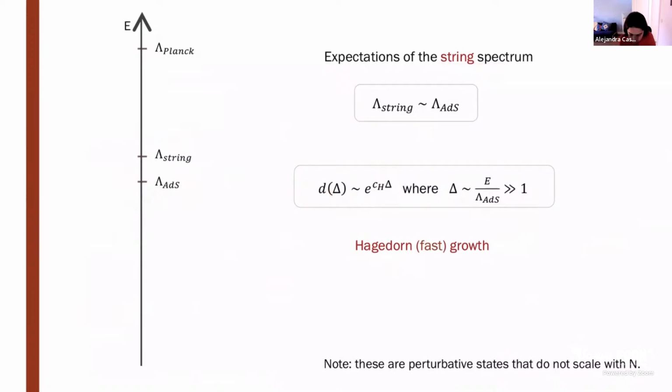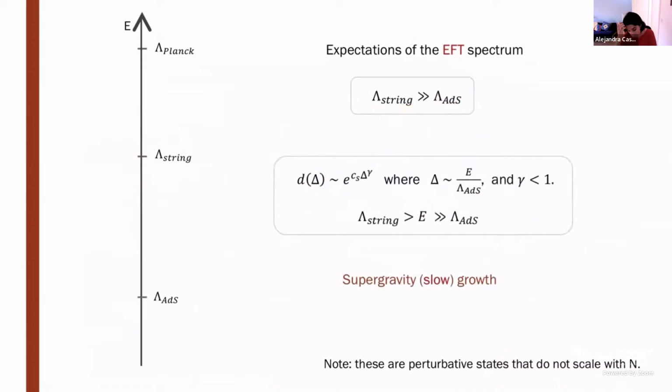Now, what we expect when we have a hierarchy between the string and the AdS scale, so you have a big separation, is that you count states that are way below the string scale, but still energetic from the point of view of the AdS scale. What you expect here is that you can still have an exponential growth of states, but you want this power to be less than 1.